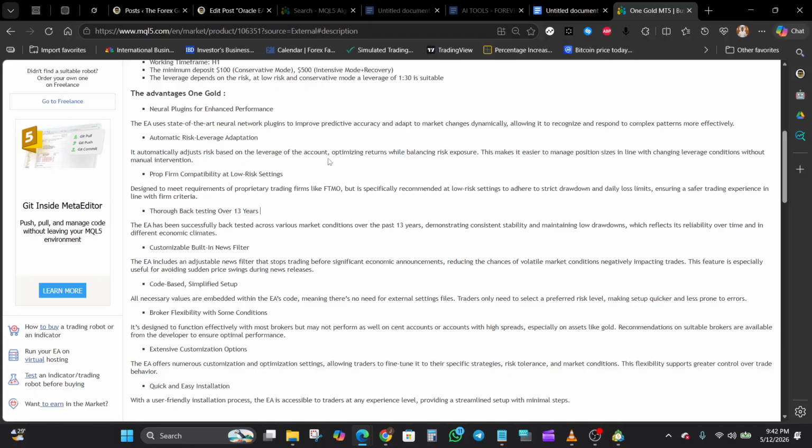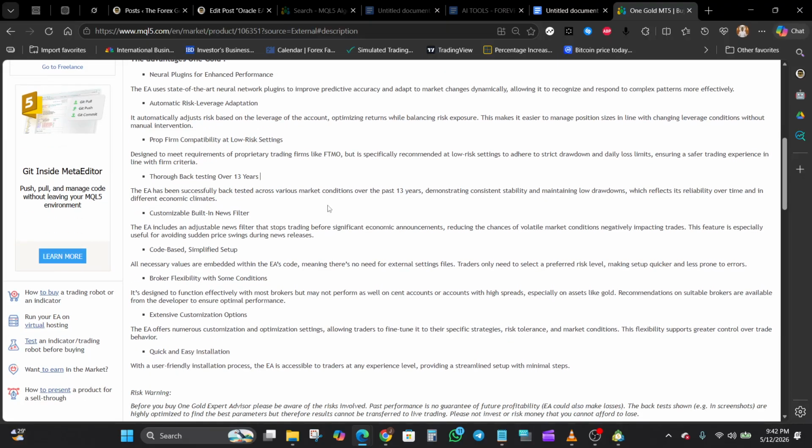Now, moving into the historical backtesting section, the developer states that the EA has been tested across more than 13 years of historical market data. And generally, longer term historical analysis can provide a broader understanding of how an EA reacts across different market environments, including trending and volatile conditions.